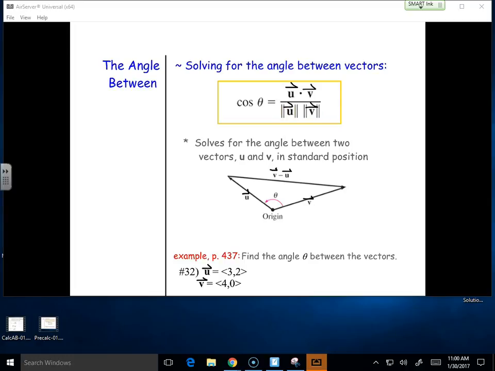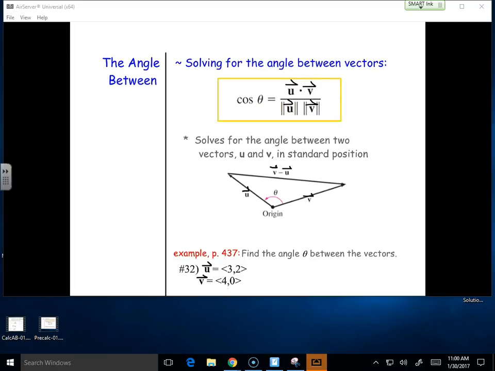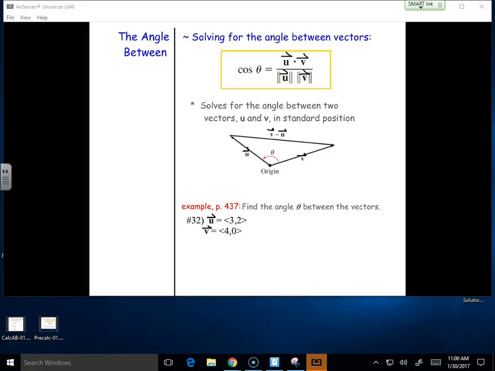So as long as the two vectors are in standard position and we have their components, we just need to set cosine of theta equal to the dot product of u and v all over the magnitude of u and the magnitude of v. So let's review, guys. Let me try to get that formula so you can see it.